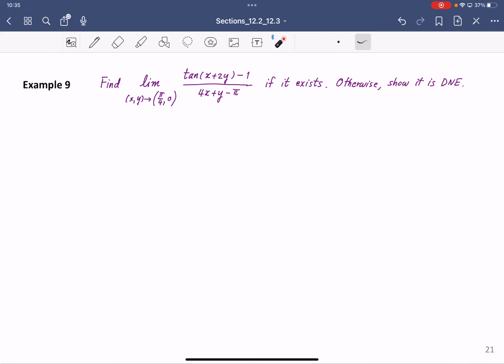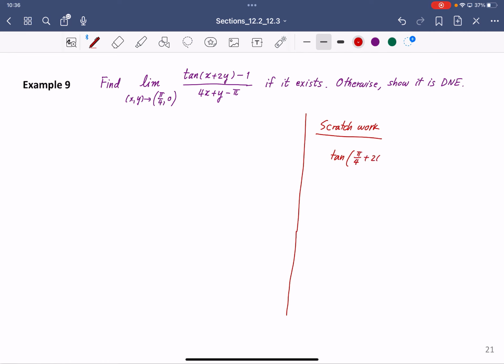First of all, we're going to try to plug in. So we plug in pi over 4 and 0. On the right-hand side is my scratch work. We get tan of pi over 4, then minus 1, and then 4 times pi over 4 plus y minus pi. So tan pi over 4 is 1, minus 1, so you get 0. And the bottom part, you get pi minus pi, which is 0. So you get 0 over 0. For sure, you cannot just plug in.